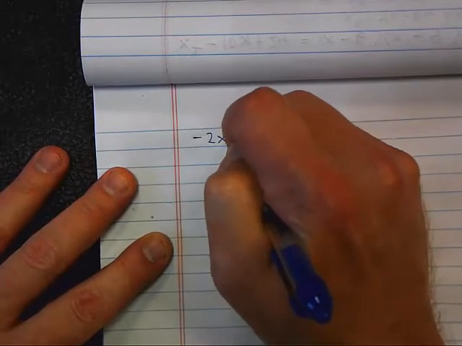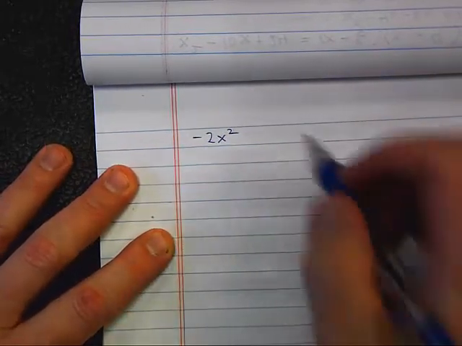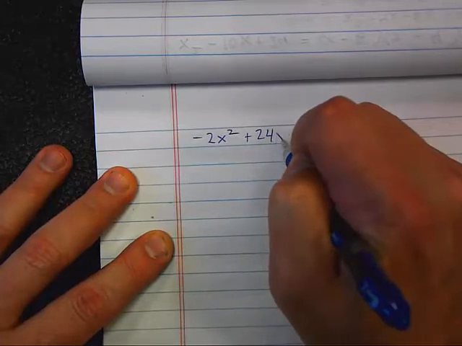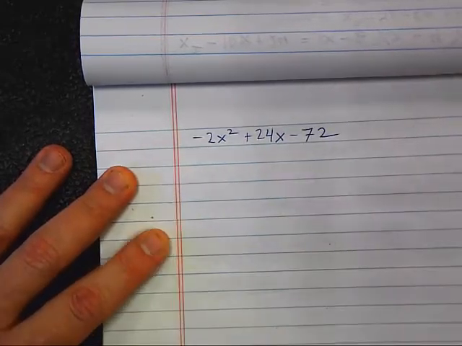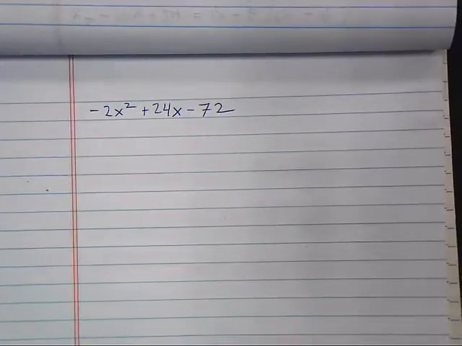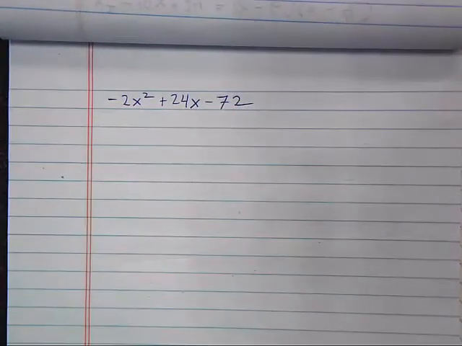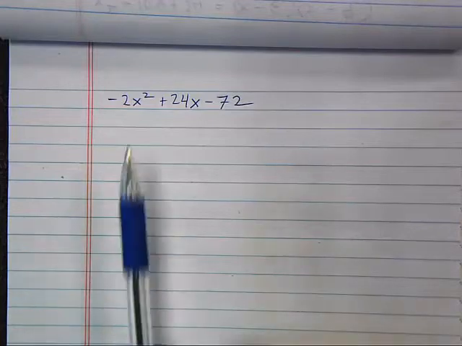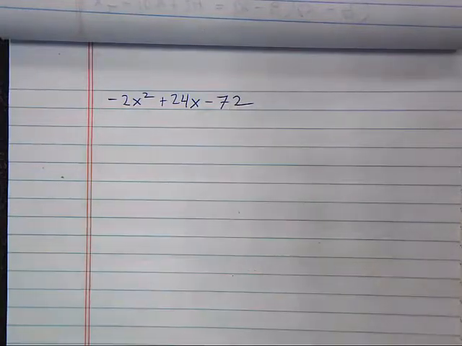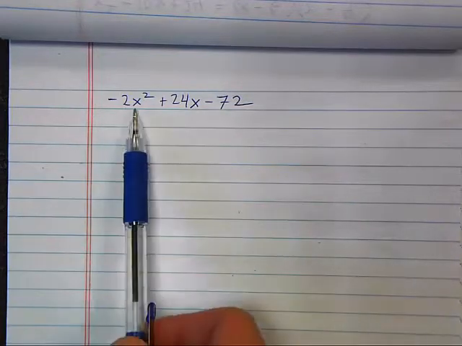Last thing I need to do. Minus 2x squared plus 24x minus 72. All right, so you'll notice this is similar to problems we did before in the sense that it has a trinomial. It's got 3 pieces. What's the big difference between this one and all the other ones we did? It's got a number in front here.